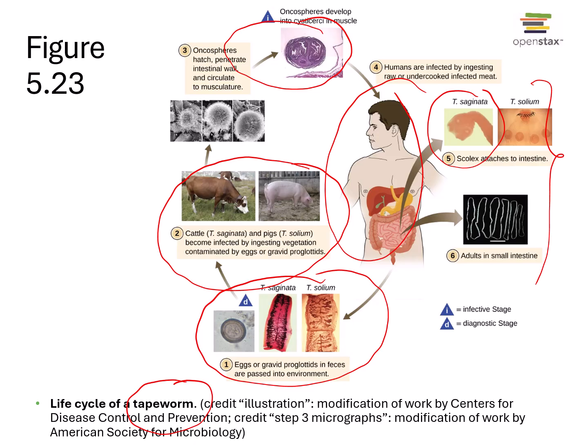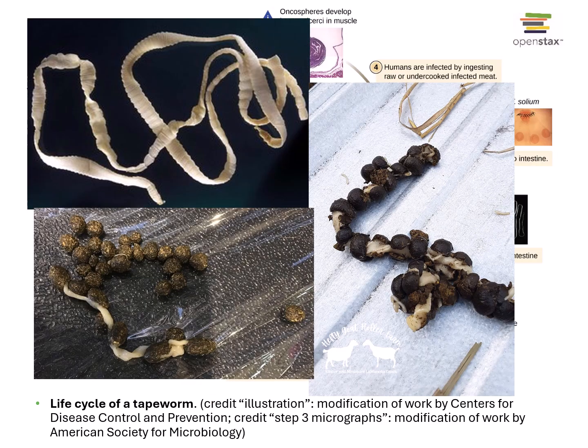cycle. Here we have a variety of different species of tapeworms. You can see a tapeworm by itself at the top left. This is tapeworm in goat feces on the right, and tapeworm in rabbit feces on the bottom left.